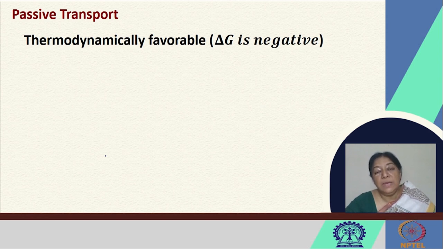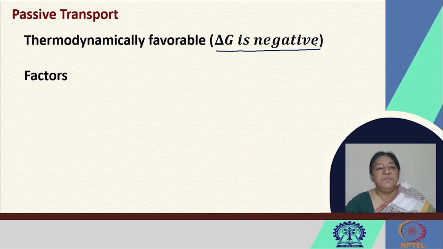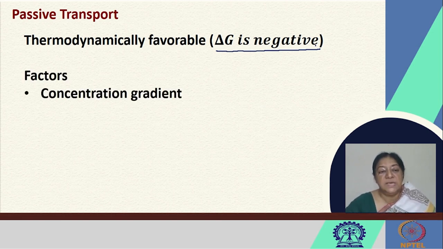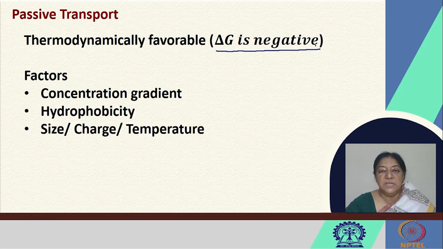favorable. We will be looking at the thermodynamics of membrane transport in the next lecture, where we will see how we can determine the value of delta G given the concentration of ions inside and outside the cell. The factors that are important in this case are the concentration gradient. So we would want to know the concentration of ions inside the cell and the concentration of the same ions outside the cell to determine a delta G associated with this. The hydrophobicity of the specific membrane, the size, charge, and temperature are other properties that are important.